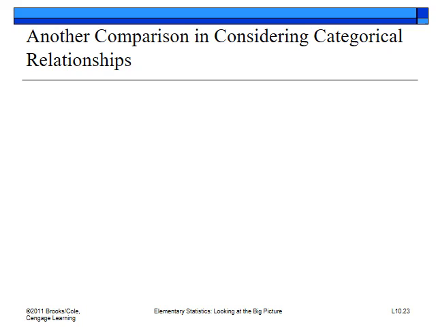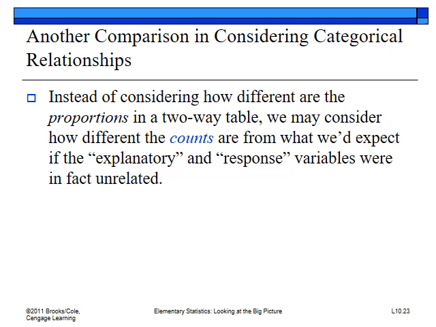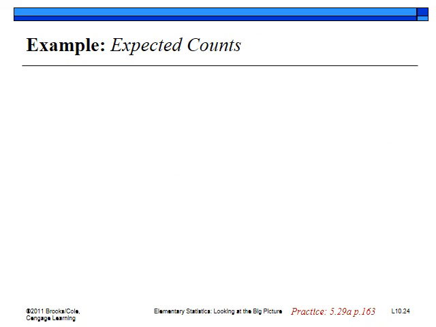Here's another comparison we may wish to consider when we're looking at relationships between two categorical variables. Instead of looking at how different the proportions are in a two-way table, if we want to consider counts, what we might want to compare is how different the actual counts are from what we would call the expected counts. It's that question of expectation that's interesting. So let's take a look at how to find this table of expected counts.